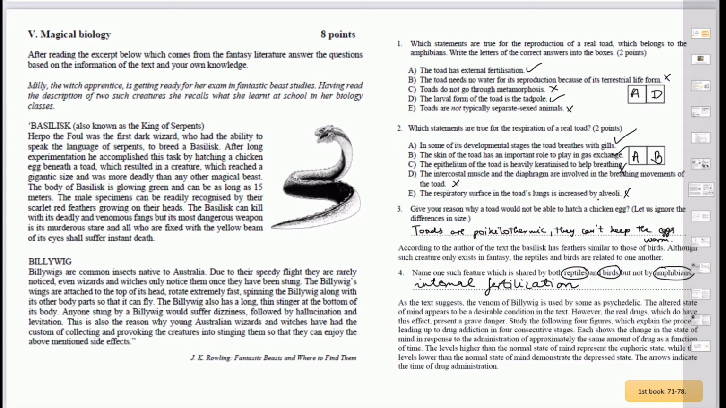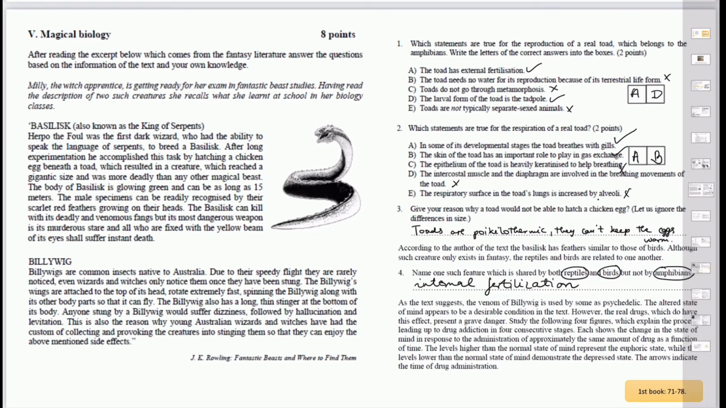As the text suggests, the venom of the billywig is used by some as a psychedelic. The altered state of mind appears to be a desirable condition in the texts. However, the real drugs, which do not have this effect, present a grave danger. Study the following 4 figures, which explain the process leading up to drug addiction in 4 consecutive stages. Each shows the change in the state of mind in response to the administration of approximately the same amount of drug as a function of time.